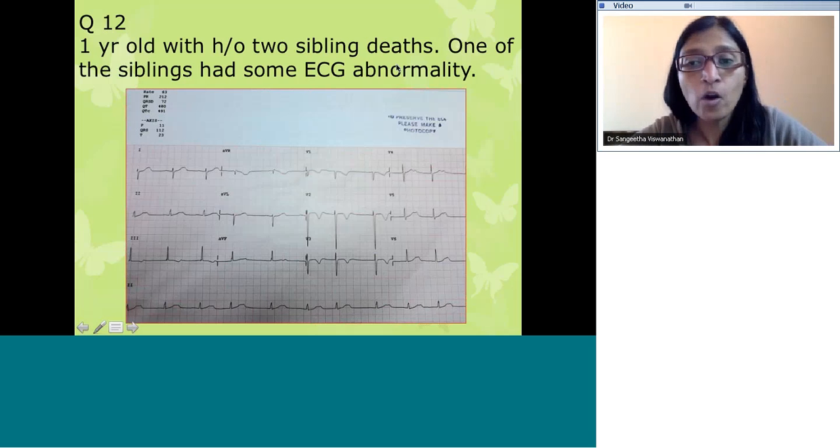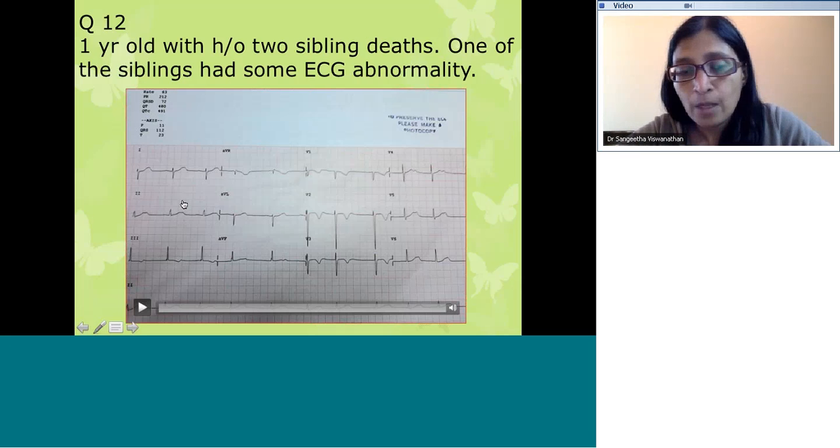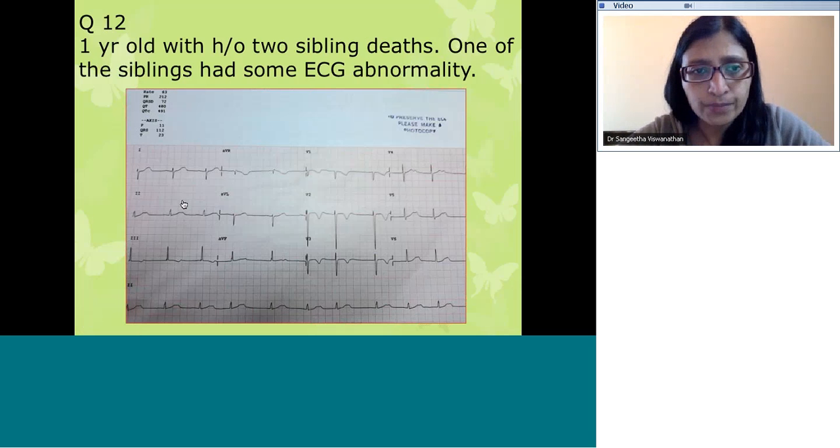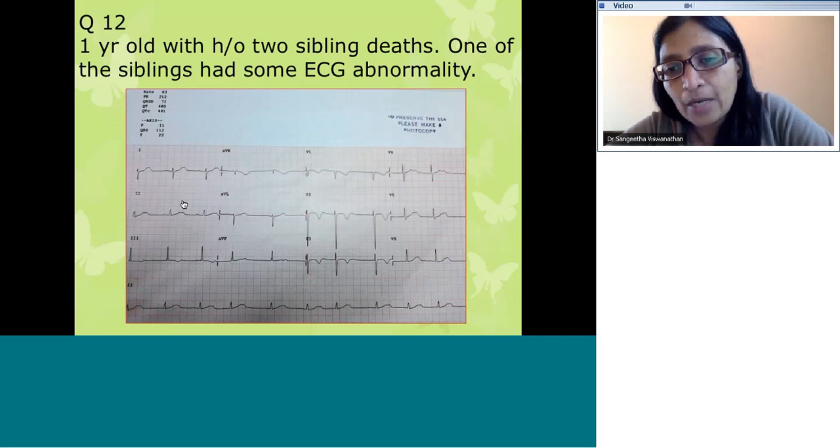Okay, so we move on because time is ticking along. This is a 1-year-old with a history of 2 sibling deaths. One of the siblings had some ECG abnormality, but this is the ECG of this patient. What do you think is wrong with this patient? Yes, there is some bradycardia. Heart rate is only 60.